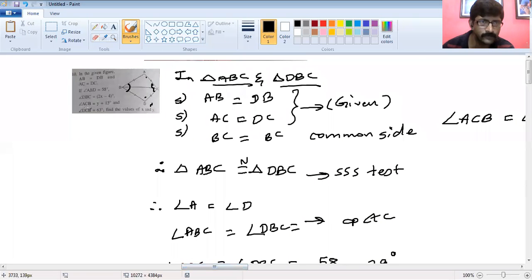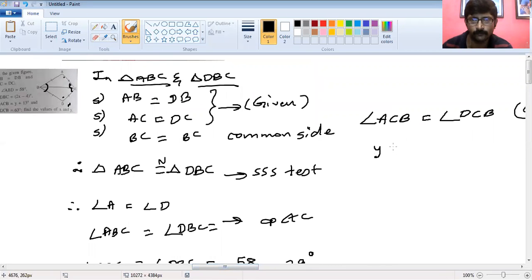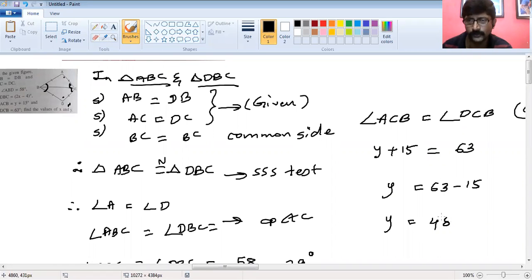And now one more thing is given, that ACB is y plus 15. So we'll write it down. ACB is y plus 15. And DCB is given as 63. So what will be the value of y? Y will become 63 minus 15. So what will be the value of y? Y will become 63 minus 15, 48. I hope you understood this. Okay, it's not degrees because they are just values, isn't it? So again, I'll cancel the degree.